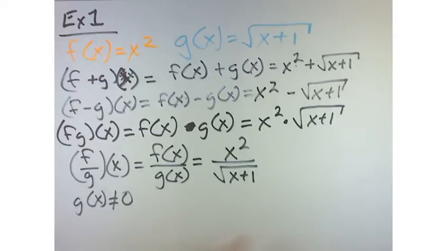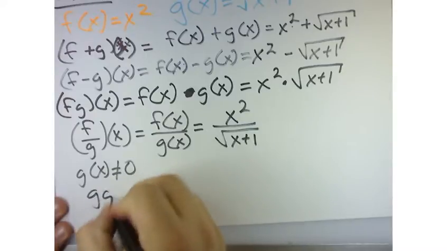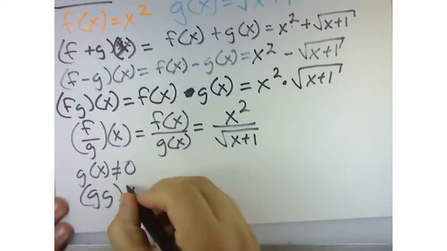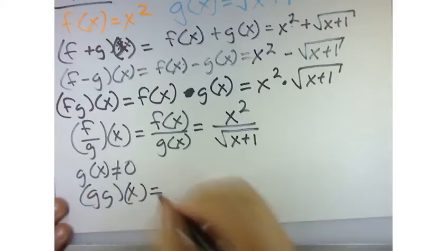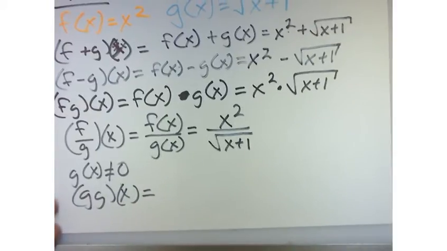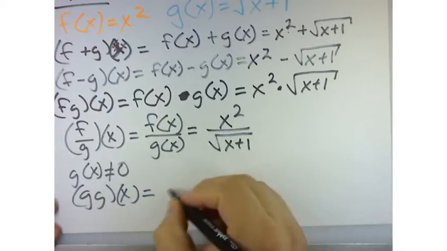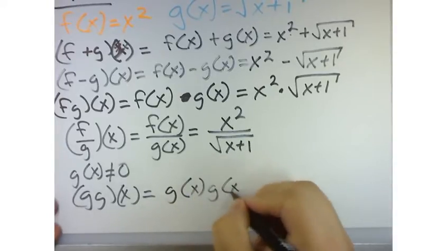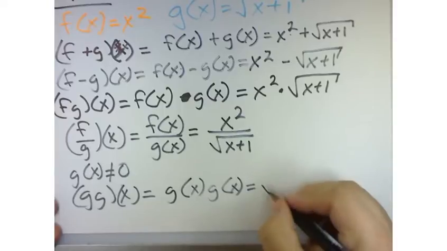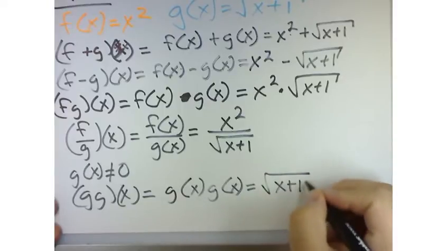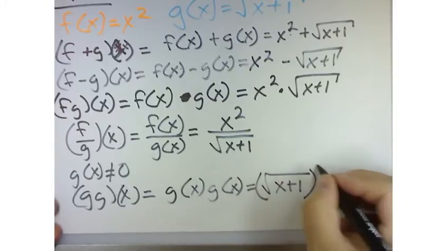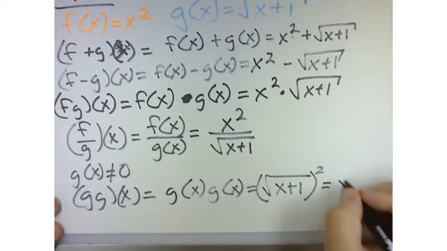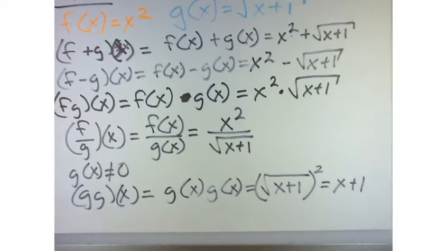And just for the fun of it, let's look at gg of x. Now how would I write that one? How about g of x times g of x, which will be the square root of x plus 1 squared, which is just x plus 1, right? When you square a square root, you're left with the base.